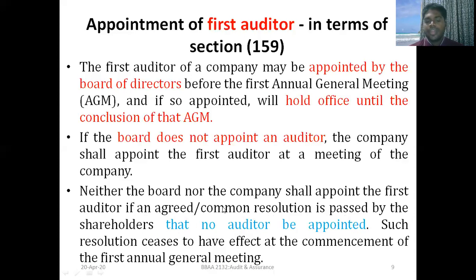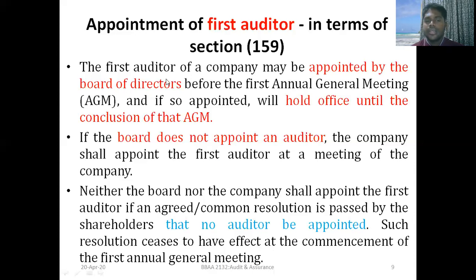The shareholders pass an agreement that no auditor is appointed. Such a resolution ceases to have effect at the commencement of the first annual general meeting. Suppose this happens, what do the owners or shareholders do? They normally pass a common resolution, in which they mention that no auditor be appointed. An agreed or common resolution means they make a decision that no auditor be appointed. It is a very serious issue. Such a resolution ceases to have effect at the commencement of the first annual general meeting, where they will discuss this common decision.